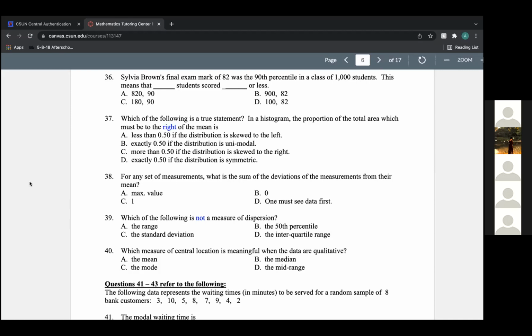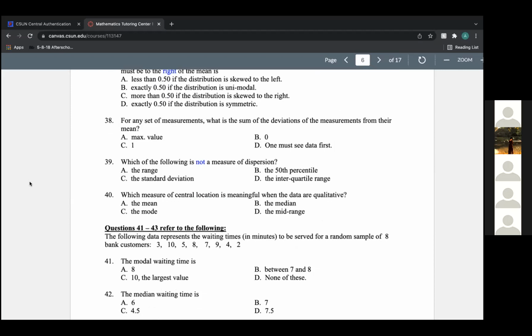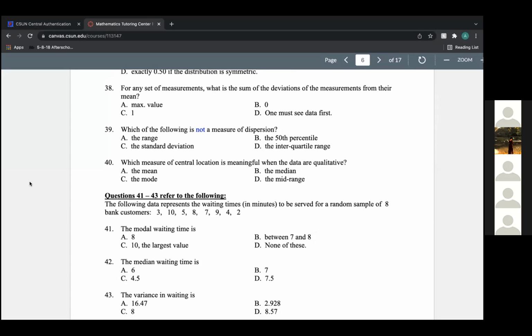40. Which measure of central location is meaningful when the data are qualitative? Well, you can't have a mean, it makes no sense because there are no numbers, or a median or a mid-range. But the mode is just which one occurs the most often. And if you have categories, you can still talk about which category occurs the most often. So the only one that makes sense is C, the mode.